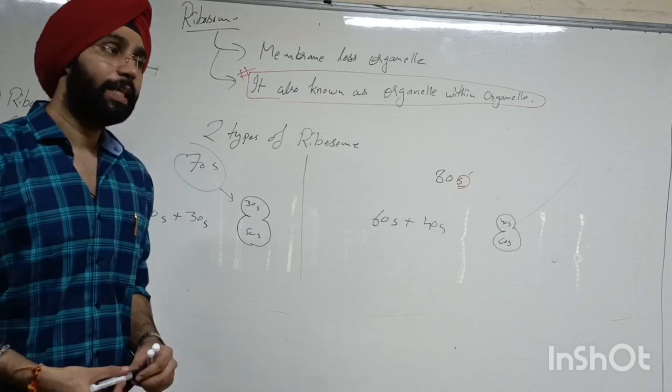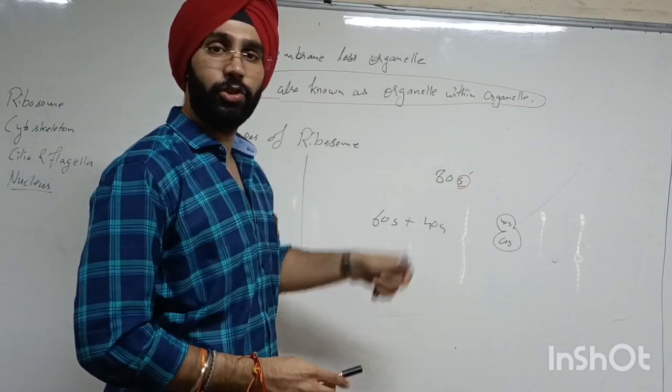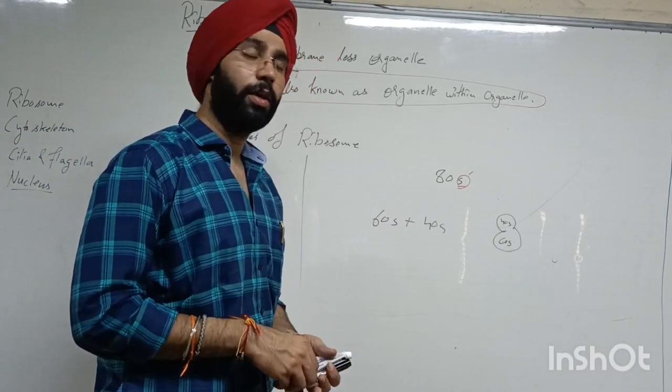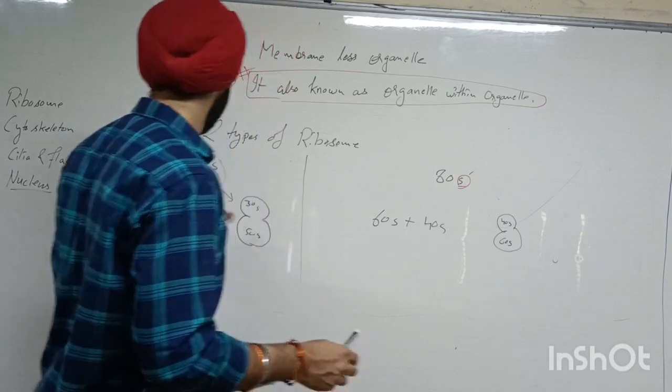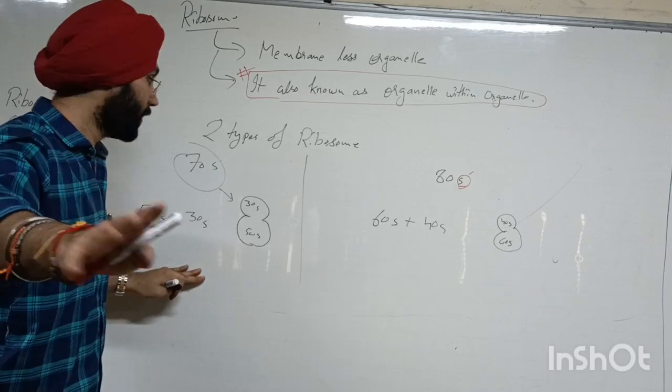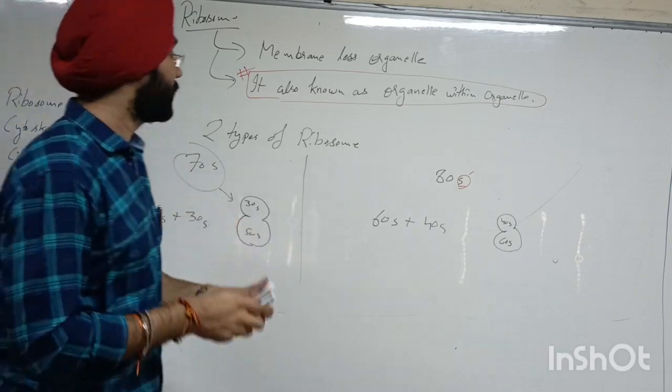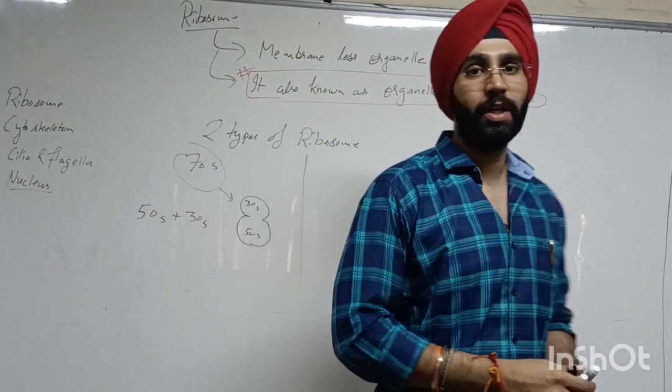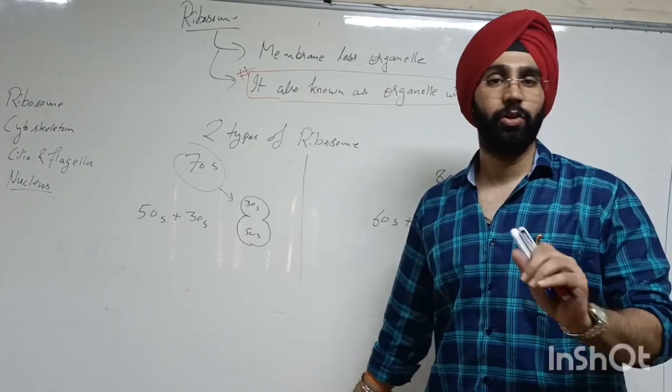Another difference is that the 80S ribosomes are all present in eukaryotes, whereas the 70S are present in plastids, mitochondria and other prokaryotic structures. So this is the basic difference between these two ribosomes. That is all written in your NCERT.